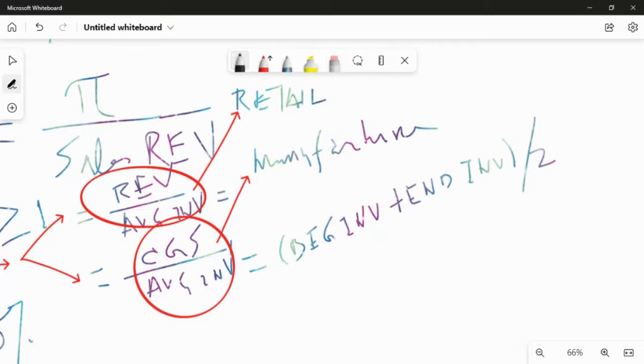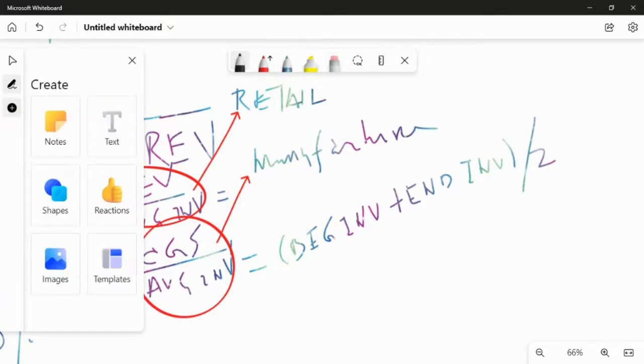I want to have different colors, but you know it doesn't allow me.